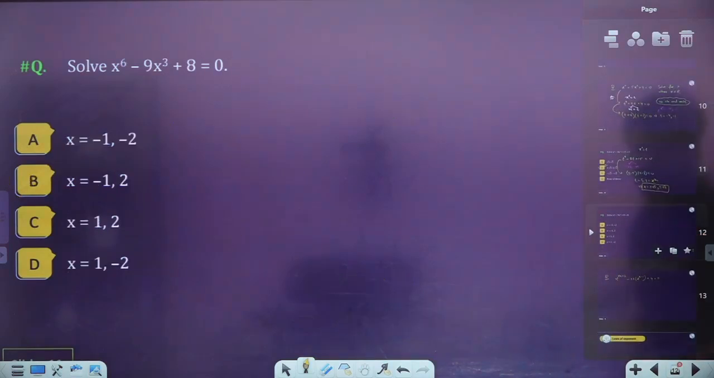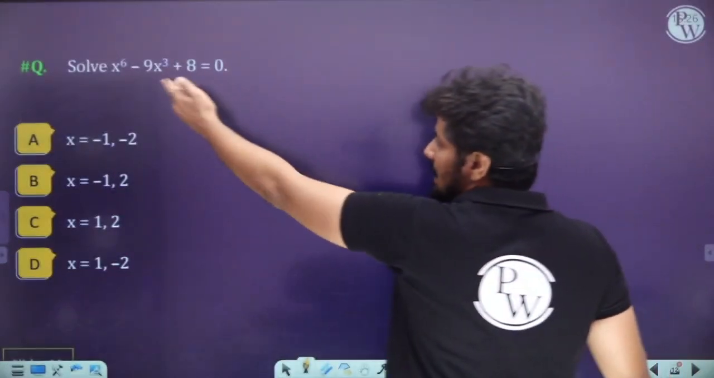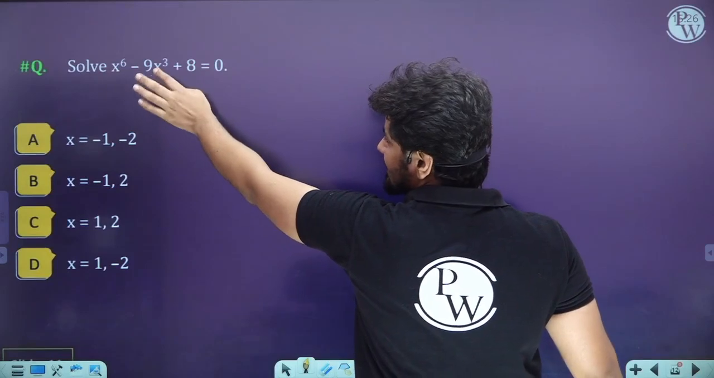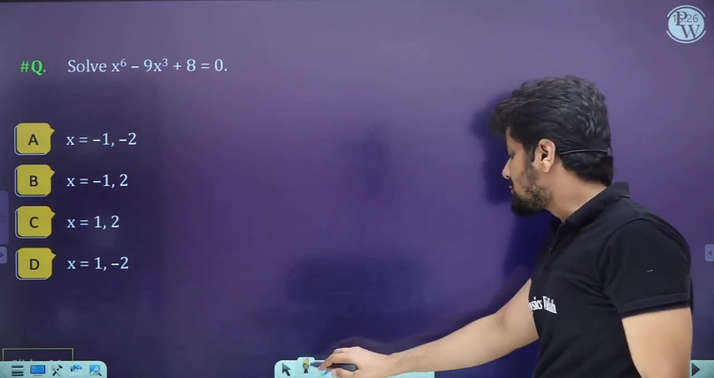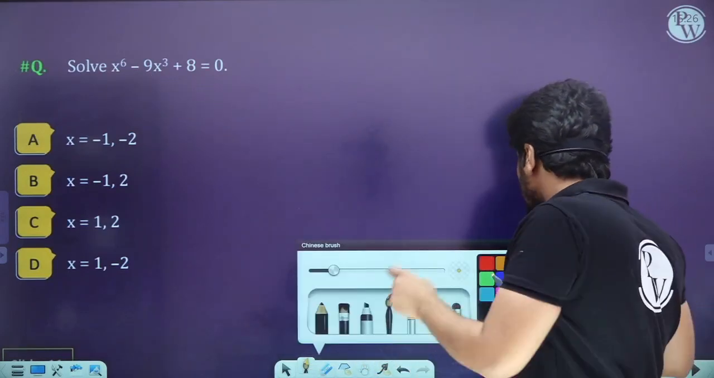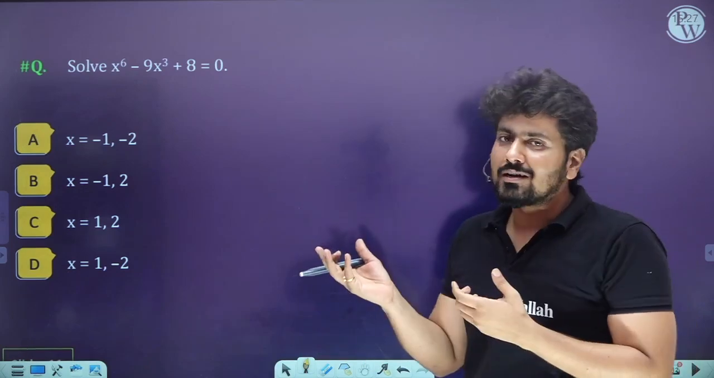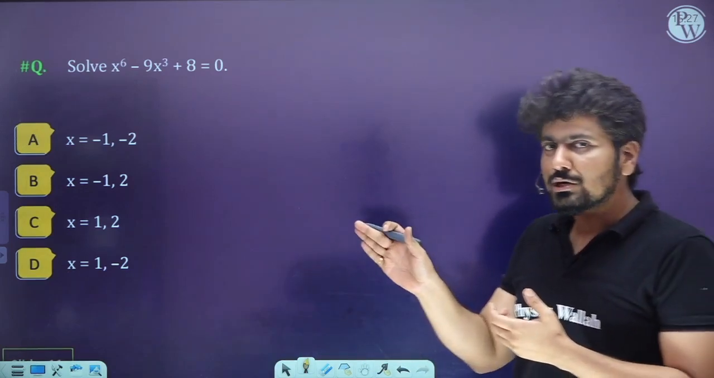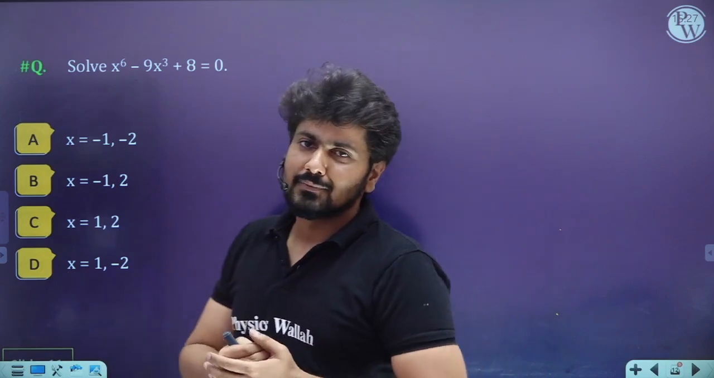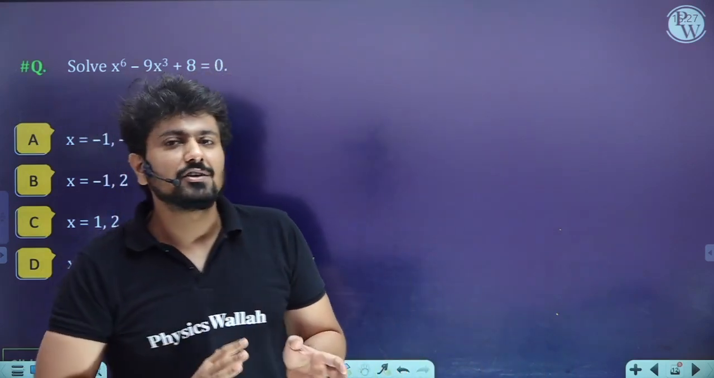Cool. Now, if there is an equation like this, x raised to the power 6 minus 9x cube plus 8 equal to 0, how are we going to solve it? This does not look like a quadratic equation, but we can convert it into a quadratic and then we can solve it. So basically, these are basics of mathematics.